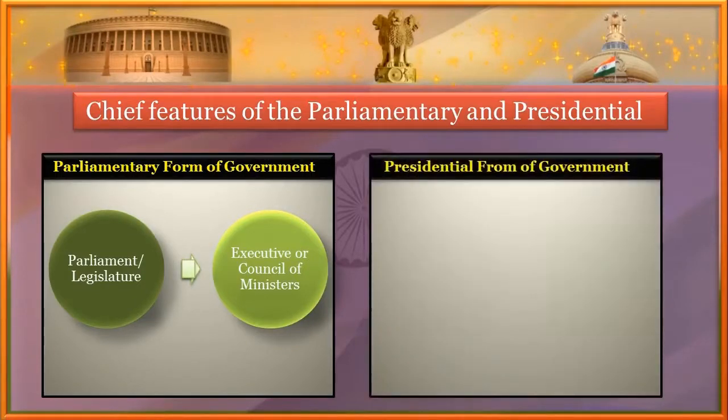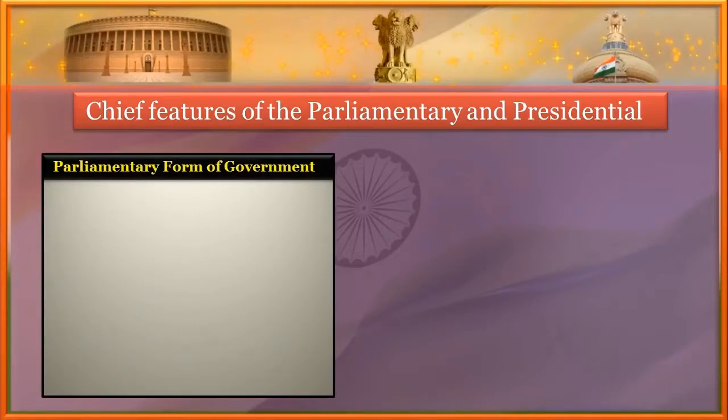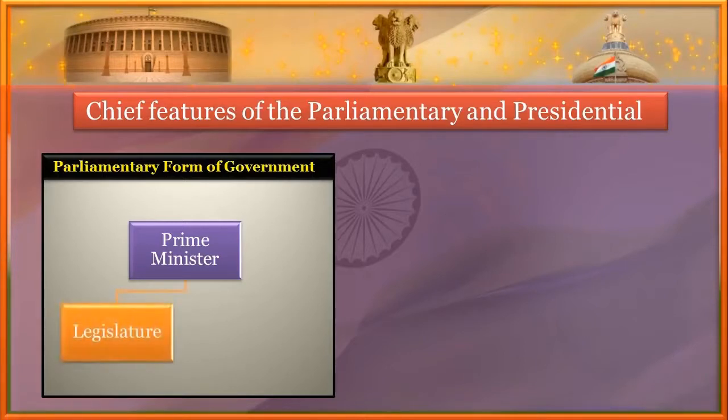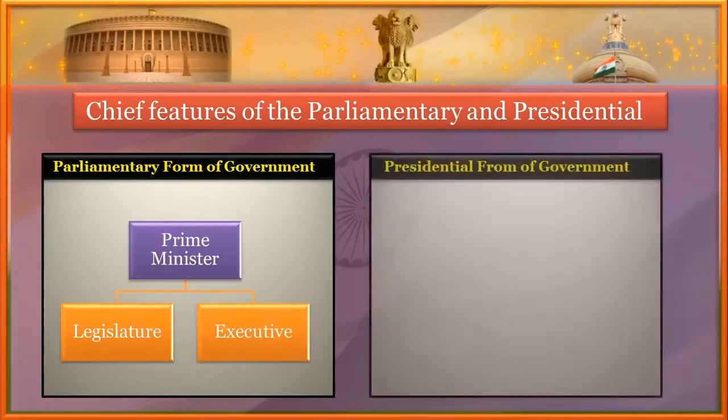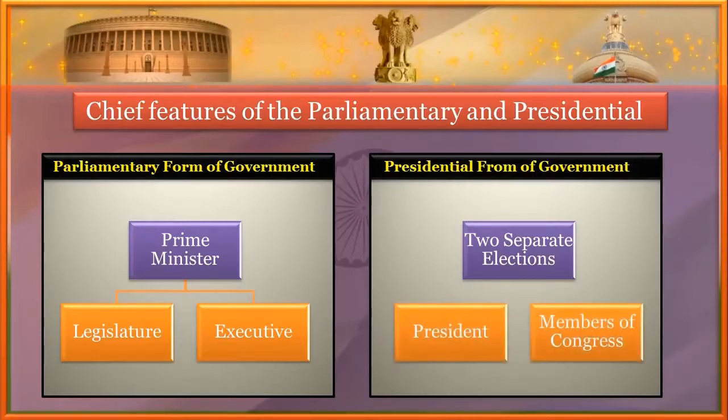Presidential form of government: the executive is not a part of the legislature. The president and his secretaries are not the members of the legislature or the Congress. Parliamentary form of government: as the Prime Minister is the leader of the majority party in the parliament, there is proper coordination between the legislature and the executive. Presidential form of government: as two separate elections are held for electing the president and the members of Congress, the president may not belong to the party that gets majority in the Congress.